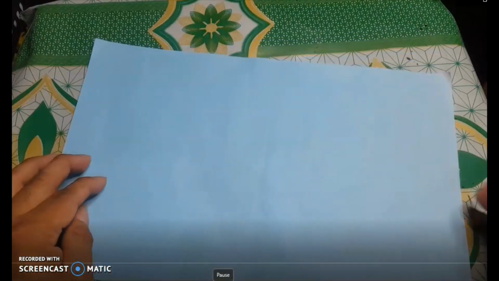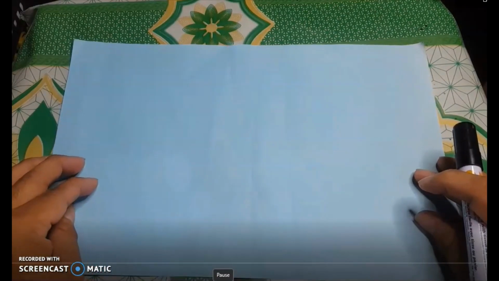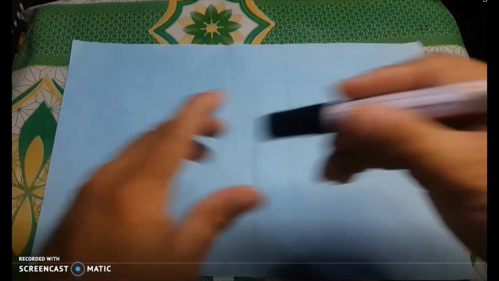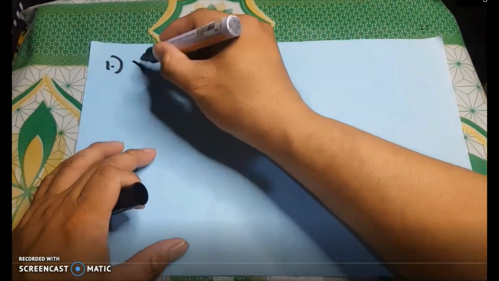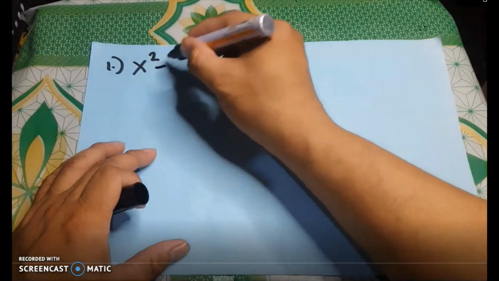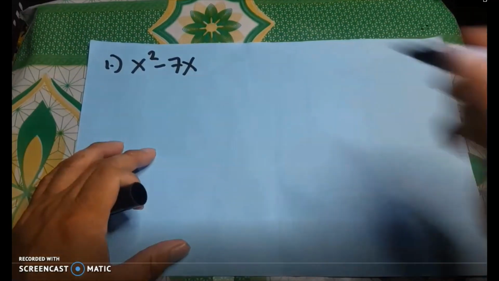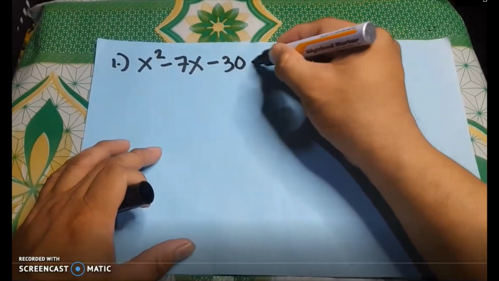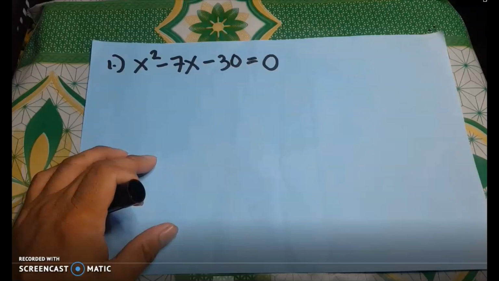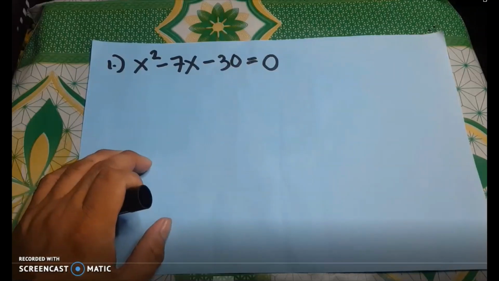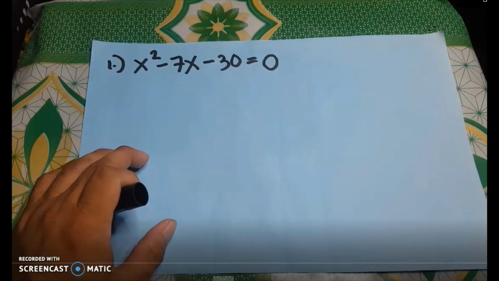Okay, let us proceed now on answering examples about solving quadratic equation by using the quadratic formula. So let's have example number 1 first. So we do have x squared minus 7x minus 30 is equal to 0. So before we solve it using quadratic formula, the first thing we're going to do is to identify first the values of A, B, and C. Because those values will help us to solve that quadratic equation with the use of quadratic formula.